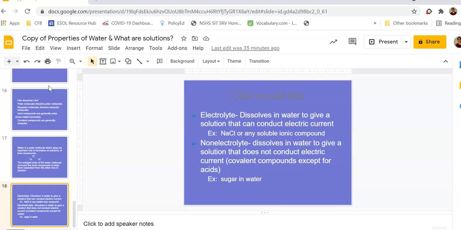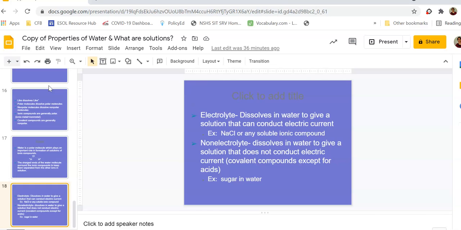And then the last thing we're going to be talking about in this lecture is what is an electrolyte versus what is a non-electrolyte. So if you dissolve something in water and then you connect a battery to it and you connect a light bulb to it and the light bulb turns on, meaning the solution can conduct electricity, then that is called an electrolyte. So for example, if you dissolve salt or NaCl in water, the Na and the Cl will separate. And when they separate, Na has a positive charge and Cl has a minus charge. So that solution is an electrolyte because when you connect a light bulb to it, it will produce electricity and the light bulb will turn on.